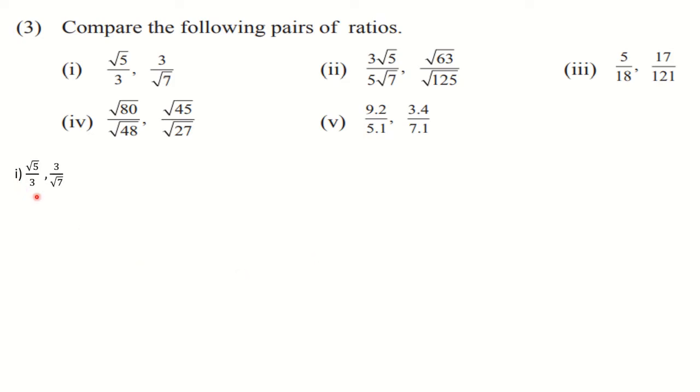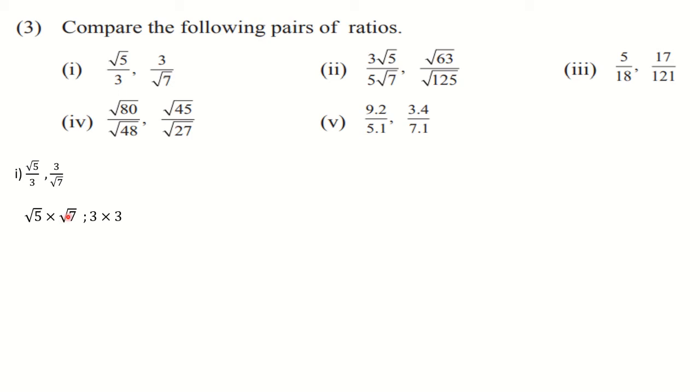First question: root 5 upon 3 and 3 upon root 7. As I have told you, go for cross multiplication here. So we have to do root 5 into root 7 and put a colon here, and here 3 into 3. But what we can find here is that on the left hand side a root is present and on the right hand side a root is not present. To compare surds, their order should be the same. This we have studied in chapter number 2, real numbers. So while writing, we should write in the same order.